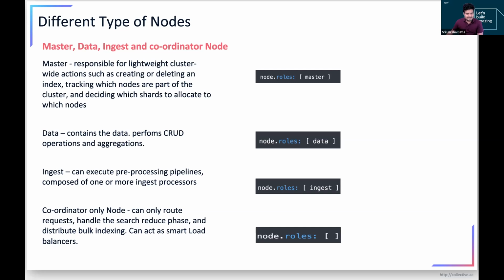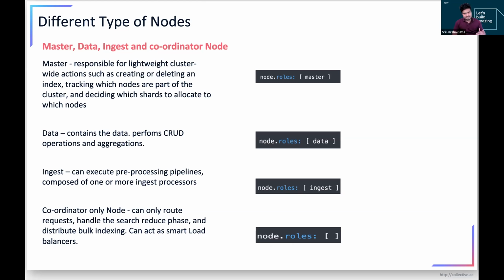Now let's come to the coordinator node. If you see here, the way we gave node.roles here, master, data, and ingest, we told what the role of this node is. For coordinator-only nodes, we don't give any name in it. By default, if you don't give any name, it just acts as a coordinating role.